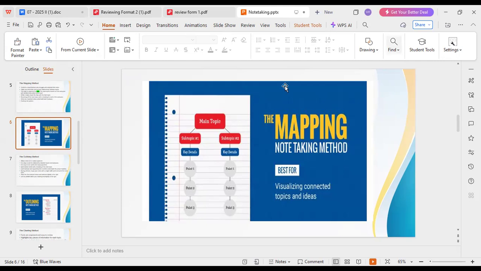And also another very significant point that you can identify in this method is it shows relationships, right? So mapping naturally reveals how concepts interconnect. You can draw connecting lines between branches like this to show relationships, right? Likewise, it also reflects hierarchical thinking, because we are using a hierarchical diagram here.